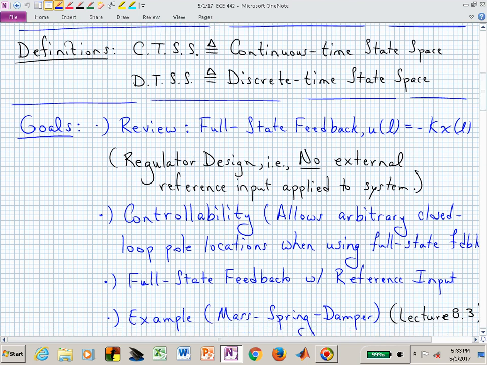Notation we've already talked about, continuous time state space and discrete time state space. Today we'll start by reviewing the regulator design, or when we simply apply an input that is proportional or scaled version of the full state vector. And in that case, this K is a matrix. It's not necessarily a scalar. Now, if you had one input and one state variable, a first order system, K, that matrix would be a 1-by-1 matrix. It would be a scalar.